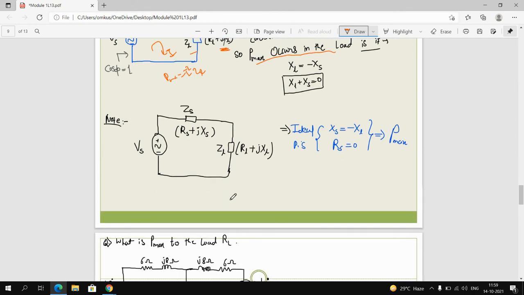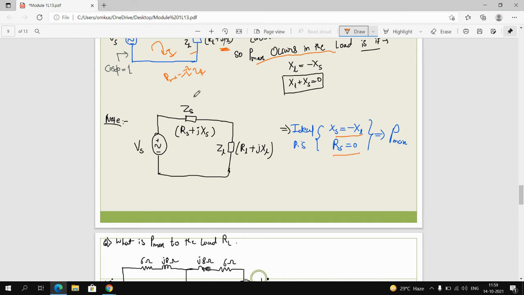Now, one question is here. You need to calculate this Pmax transferred to that ZL. Now see, what value of ZL? See here, this is the ideal case: if ZX is equal to minus XL, and RS is put as a value of 0, then Pmax occurs.